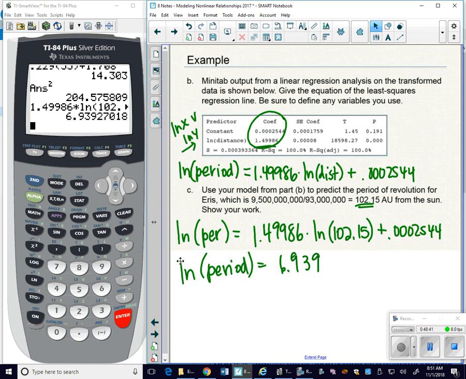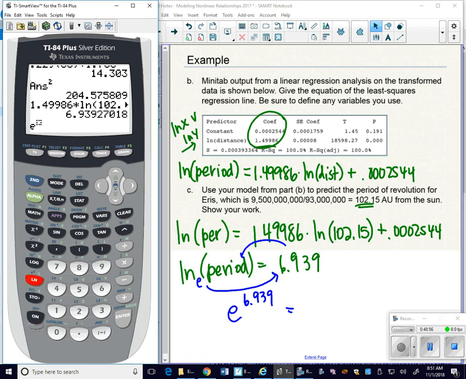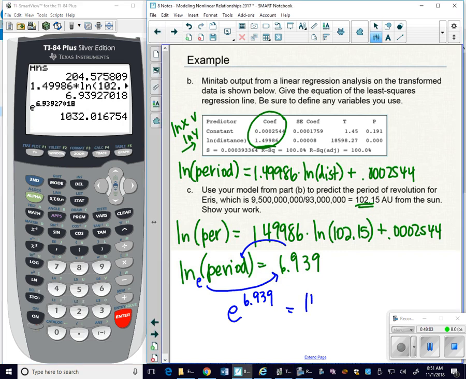And again, if I want to solve for the period, I'm going to remember that when I'm dealing with natural log, my base is e. So essentially, I'm going to take e to the 6.939 power, and that's going to equal the period. And so on my calculator, I'll just do e, and then if I just highlight the previous answer, I can type that in. And so we get 1032.017. And that would be in Earth years.